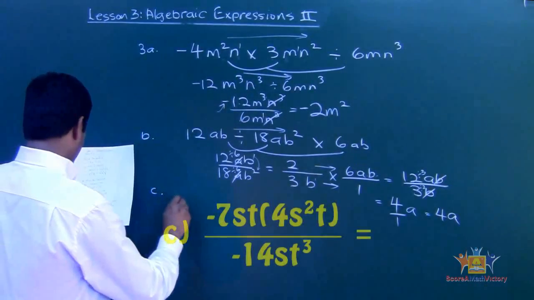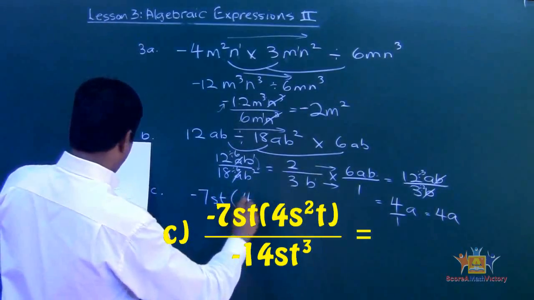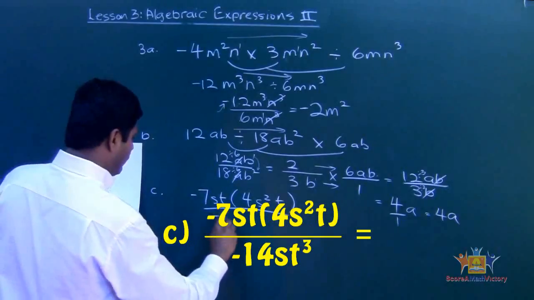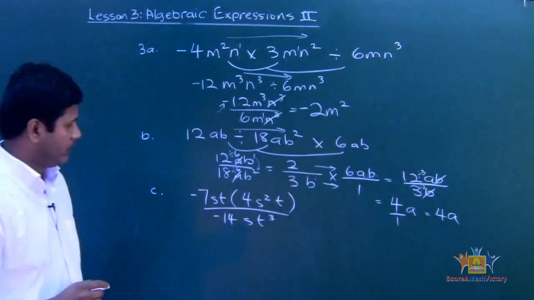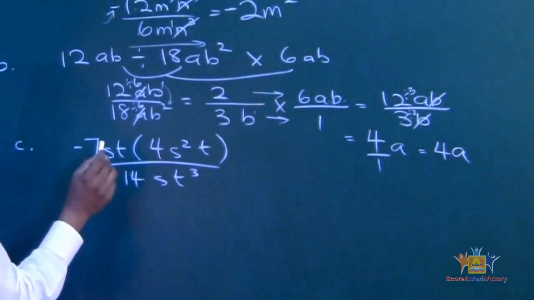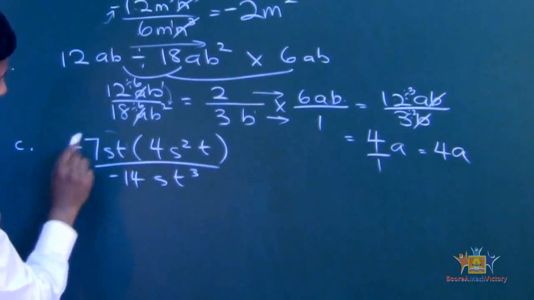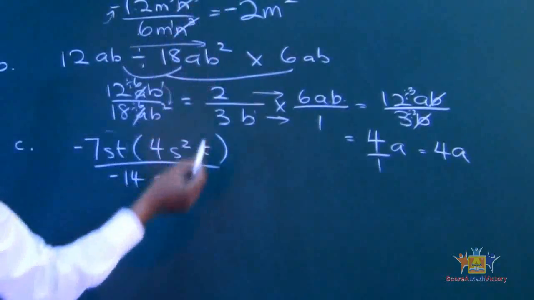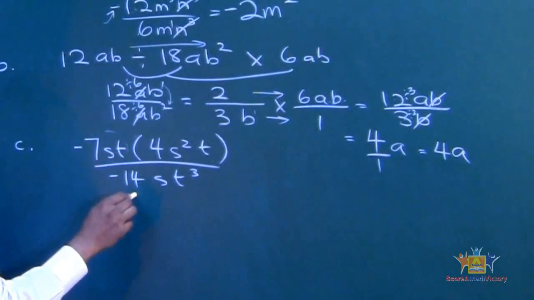Okay, C, you're given negative 7ST bracket 4S squared T close bracket over negative 14ST cubed. Okay, so pretty much same thing like this, except this like this, multiply and then divide. See, this one is multiplying with this, and then you're dividing it. I already made it into a fraction for you. Okay, so we got to multiply first before we can divide.